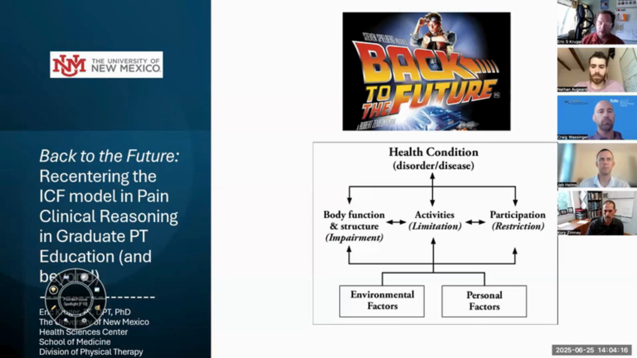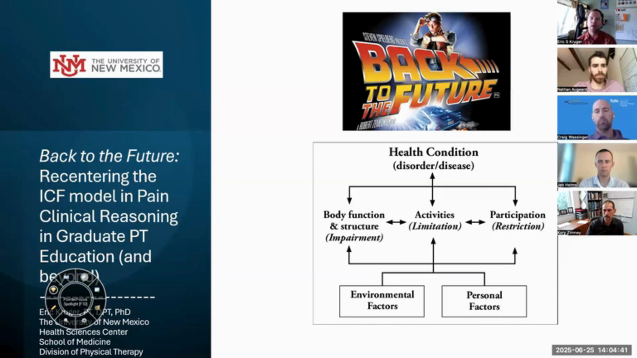And we'll go into a little bit of the history of the ICF model, but it was something that I was taught when I went through school in 2004. There was some excitement around that time and thereafter, and there were some articles published. But since then, it seems like things have gone in a couple different directions, and there hasn't been a lot of translation to complex or chronic pain.